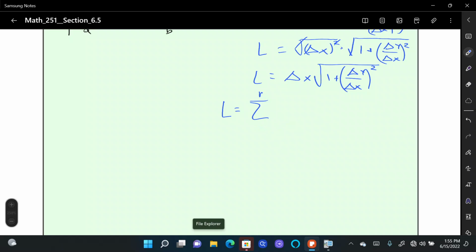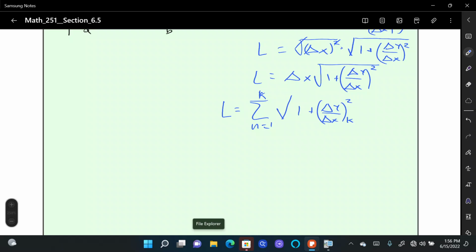Okay, so this is the sum from n equals 1 to k of the square root of 1 plus delta y, with a subscript k. That's for the kth length, because we're going to add the first length, the second length, the third length. So this sigma symbol means to add, and I'm going to add the first length and then the second and all the way to the kth length.